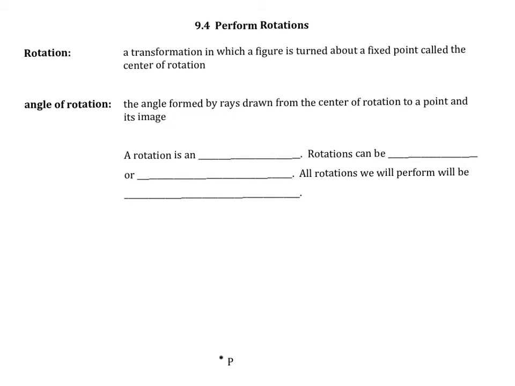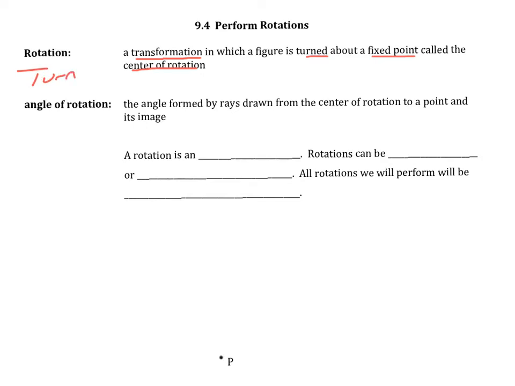So the first thing I want to do is define that term. It's another type of transformation in which the figure is turning about a fixed point, which is the center of rotation. So simply put, a rotation is just a turn. So I'm turning the figure.